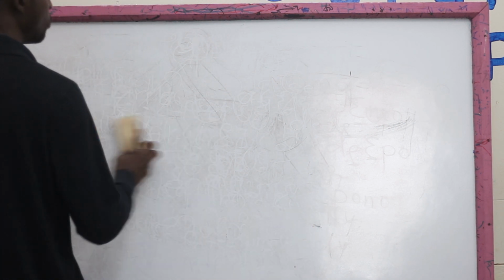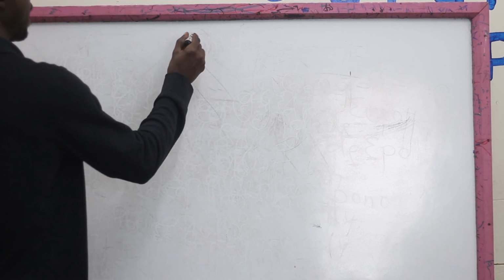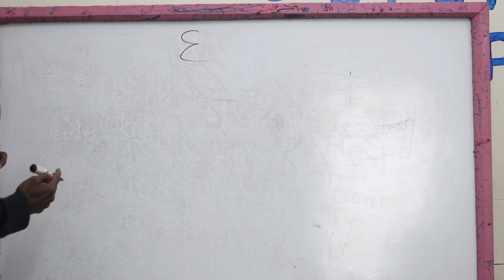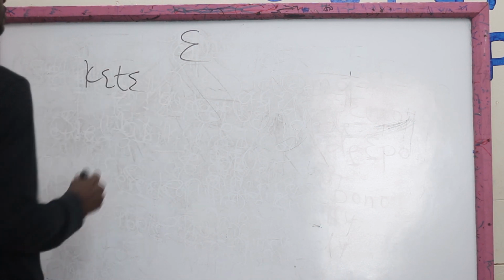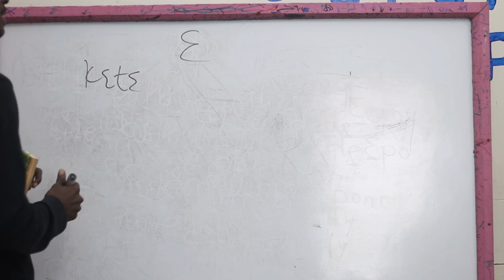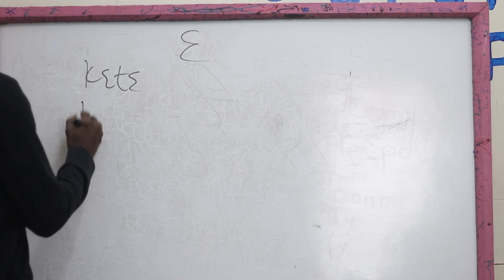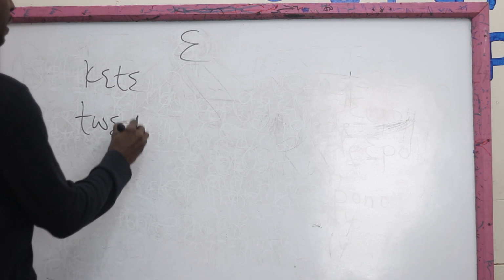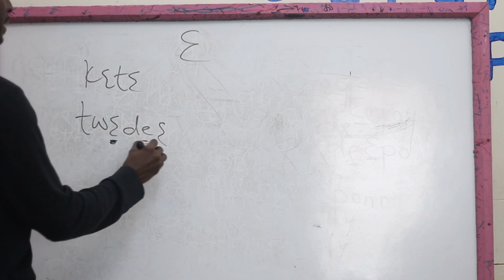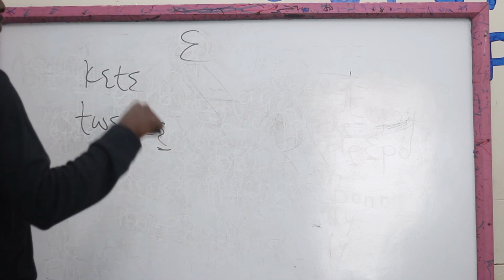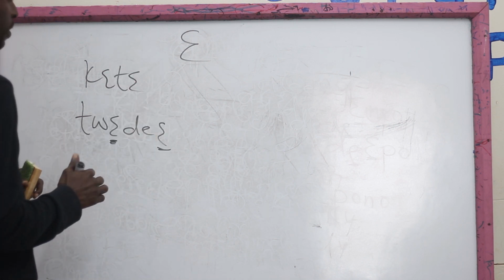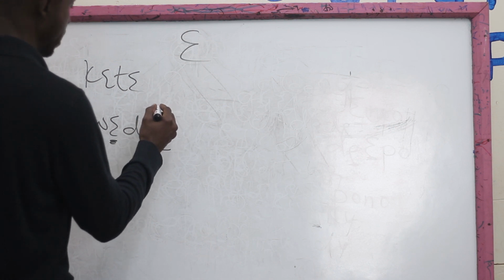I hope you can write and produce it. This is the e sound, as in kete. Kete is mat. Kete. Die is knock. Ferie.